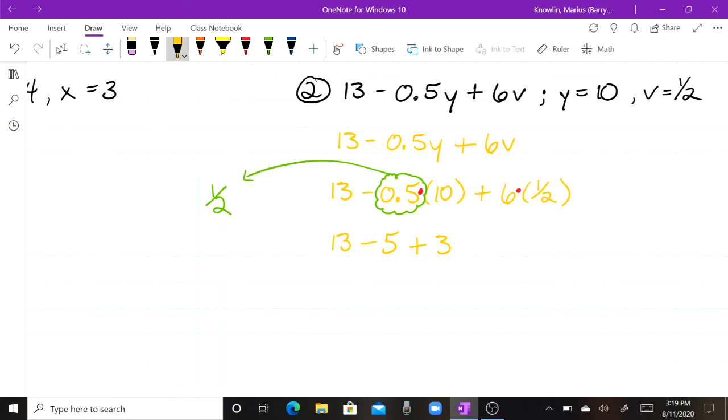And now I'll just go ahead and work left to right. 13 minus 5 is 8. 8 plus 3 is 11. Okay?